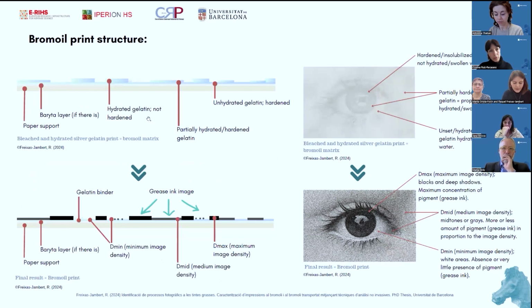So then, when we have the matrix of hydrated gelatin, we apply the greasy ink that will form the final image. As we have said, the ink will adhere to the hardened, non-hydrated parts of the matrix, forming the blacks in the image, while it will be repelled by the hydrated areas, forming the whites in the image. We notice that in the final bromoil, the pigment particles that form the image are not inside the gelatin, but form a new superficial layer of ink that wasn't there originally.